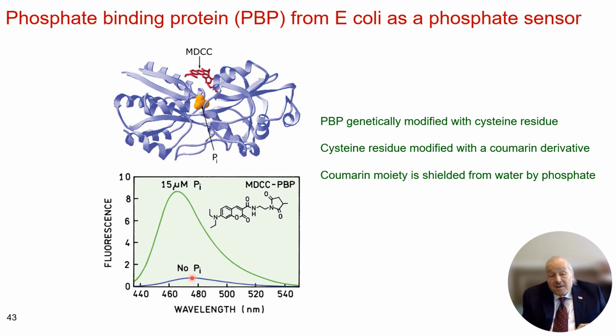In the absence of phosphate, the coumarin fluorescence is very low. And in the presence of phosphate, the coumarin fluorescence increases. So this suggests that the coumarin moiety is shielded from the water by the phosphate group. So this is another type of protein sensor.